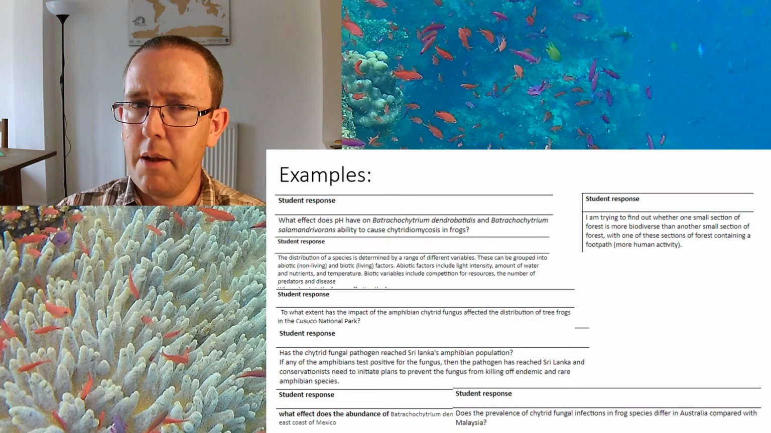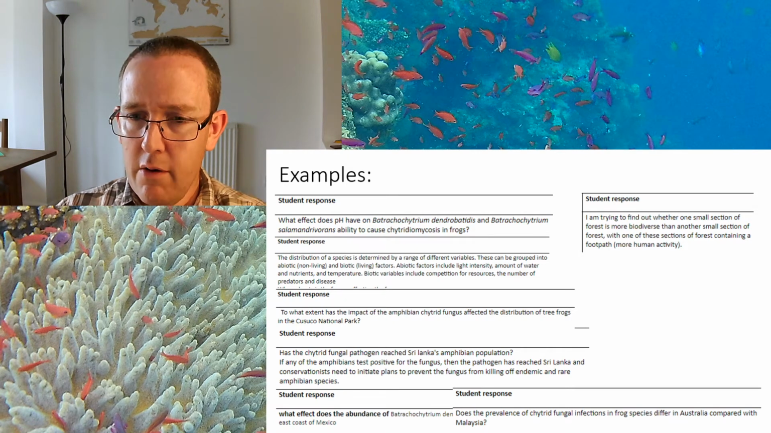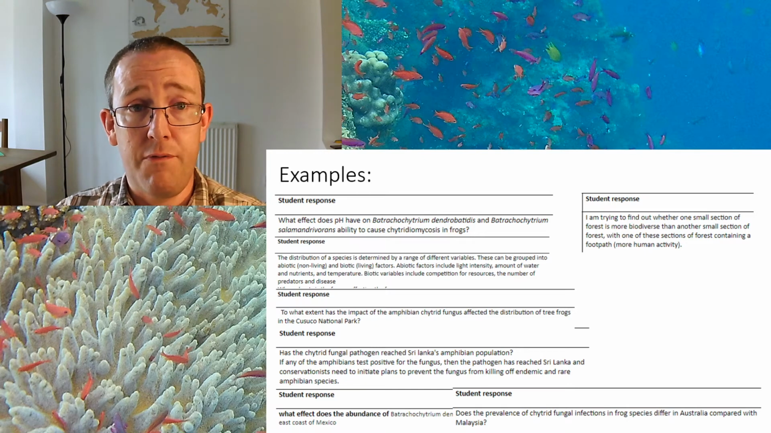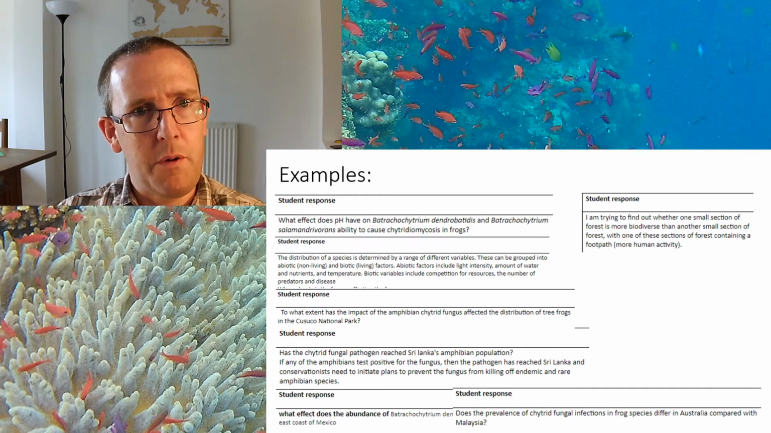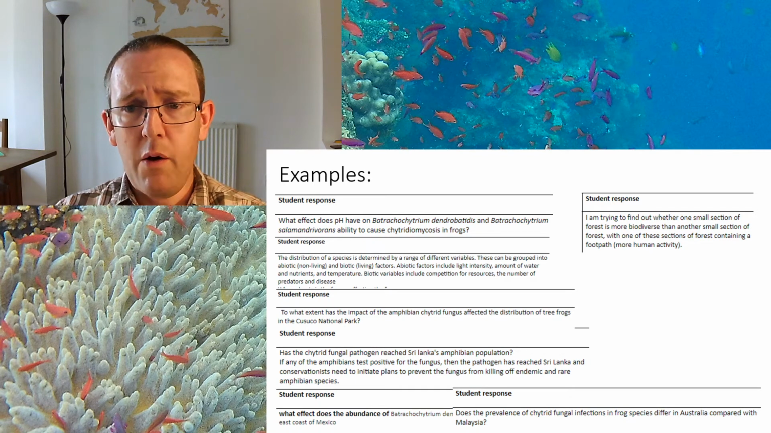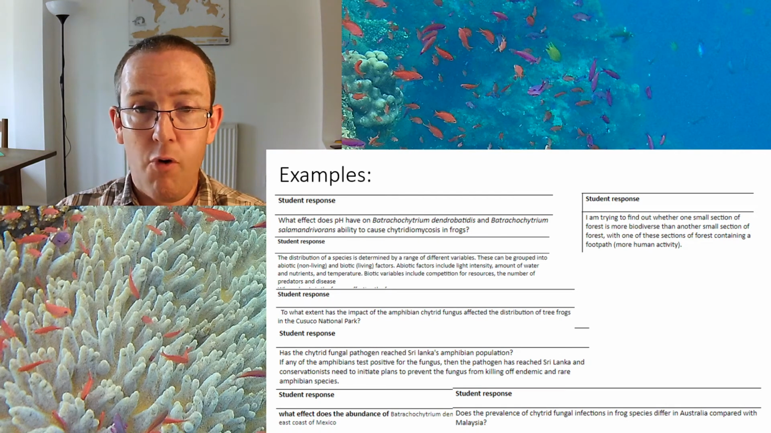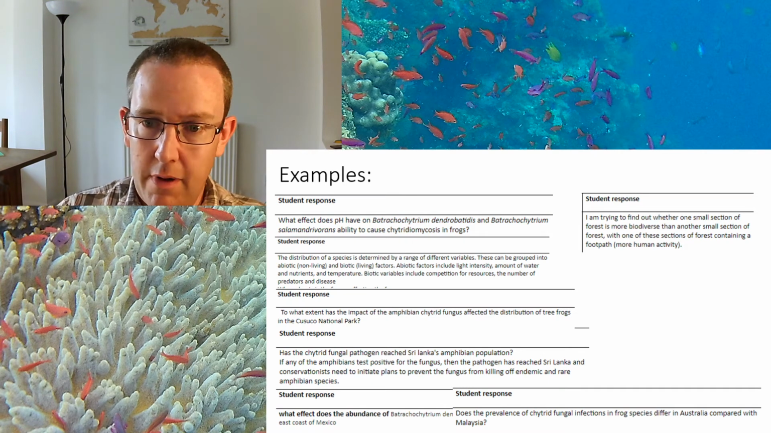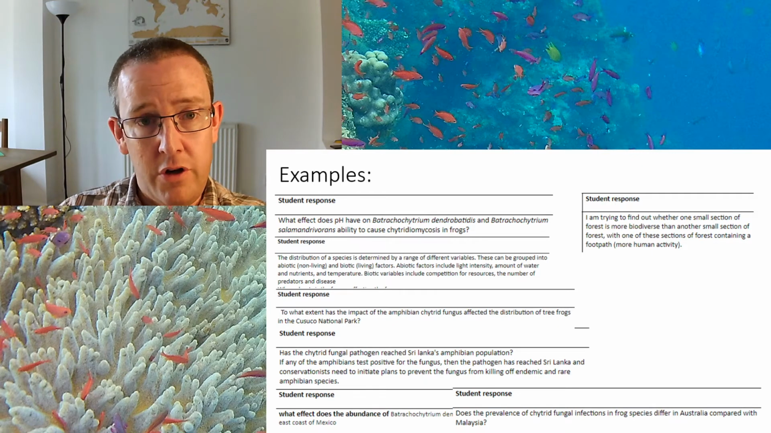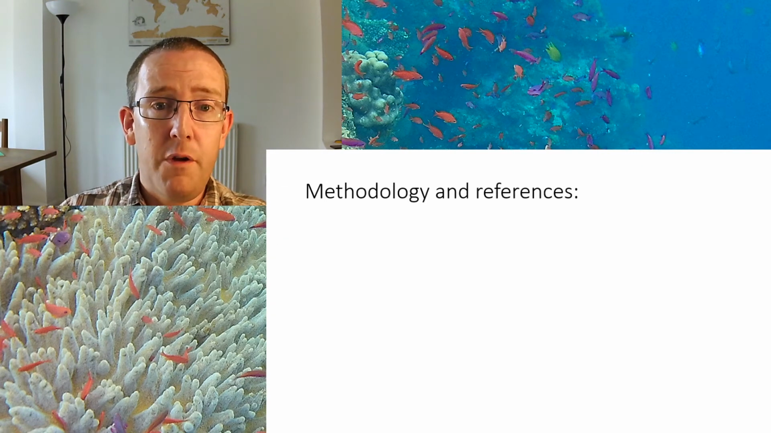I'm thinking that person's leaning towards counting numbers of frogs or percentage of frogs that have the fungus. It says in frog species. Are we focusing on particular species? How are we going to compare like for like? Do Australia and Malaysia have the same frog species? Probably that could be explained a bit later on in the methodology. So good solid question with both things. So there's just a few examples.